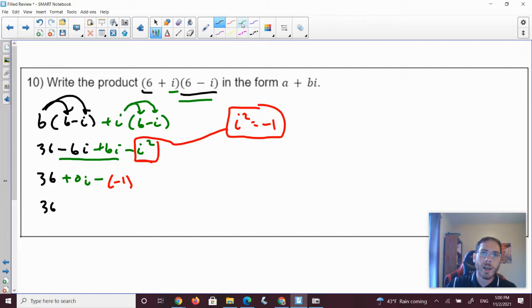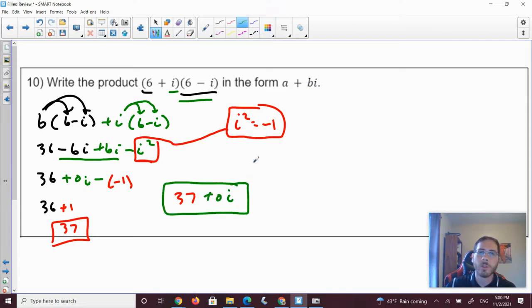All right, well, 0i is just 0. So at this point now I am going to fully drop that out of the question. Minus -1 is the same as +1, but 36 plus 1 is 37. Now notice we didn't have any i's, so if you really wanted to, you could write this as 37 plus 0i. That would also be correct, because in this case, a would be 37, b would be 0.